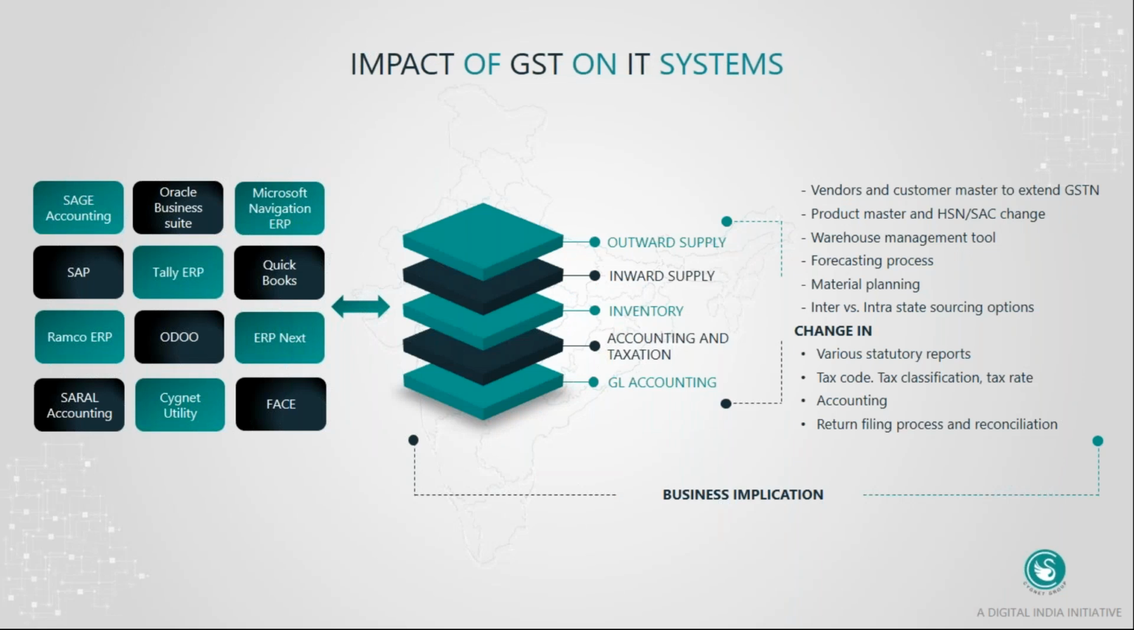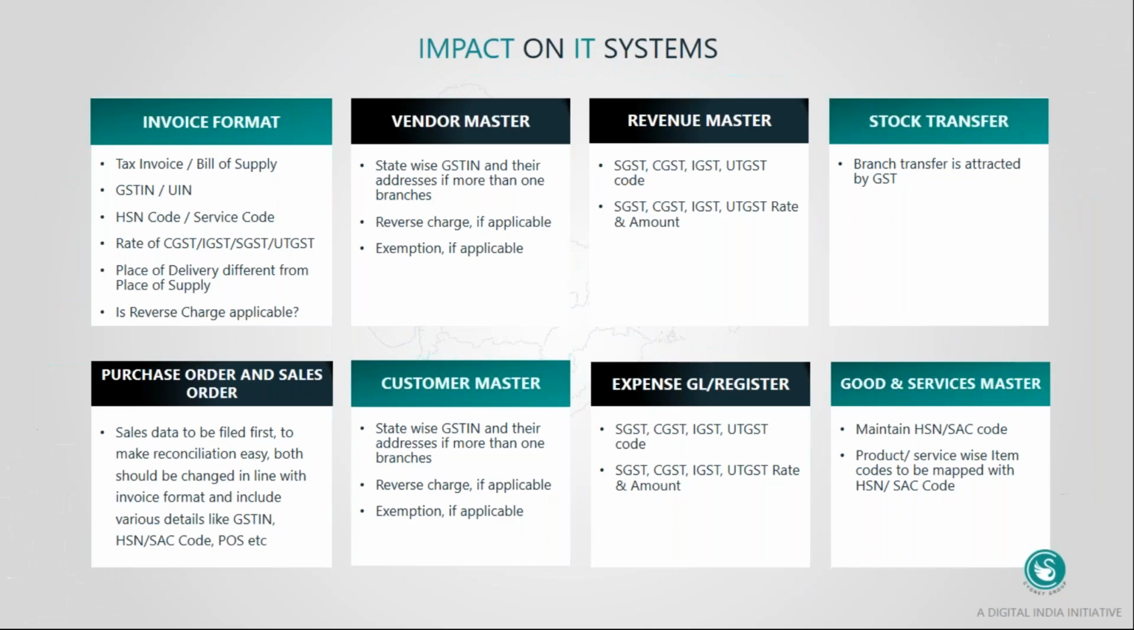Moving forward, as a part of impact of IT system, I believe most of the organizations are now aware about what are the impacts going to be on the IT system, because all our inward and outward supplies, inventories, and accounting systems are going to be changed. They're going to include basic necessities and details like HSN and SAC codes, IGST, CGST, SGST rates, and a GSTIN number of the services, place of supply to be provided, so on and so forth.